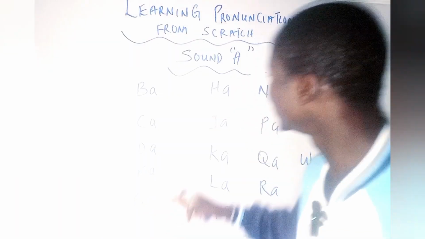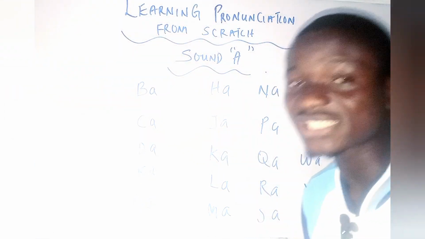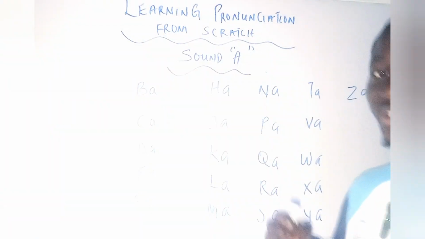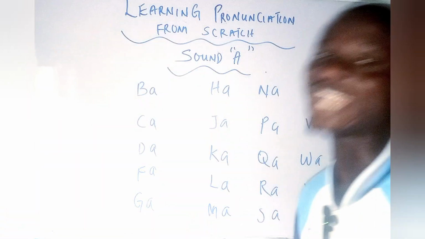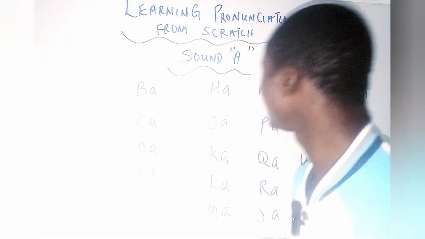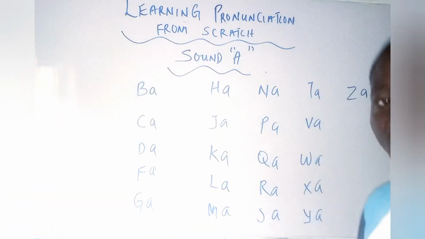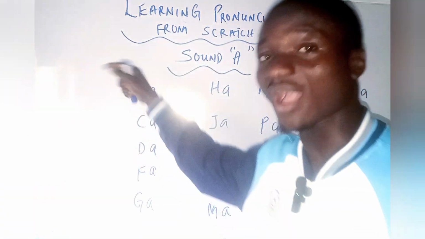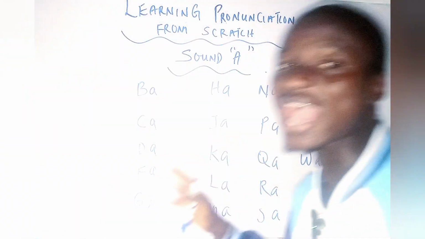Again. Ha. Now, J-A, because J sound J, A sound A. So, J-A is going to give us Ja. Again. Ja. The next one, K-A, because K sound like C and C is K. So, K-A is going to give us Ka.